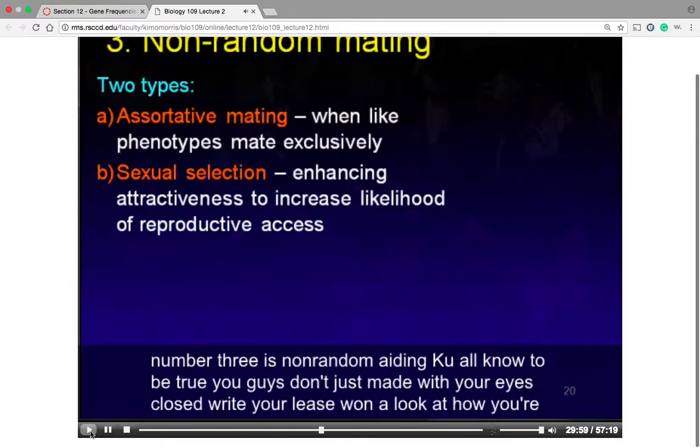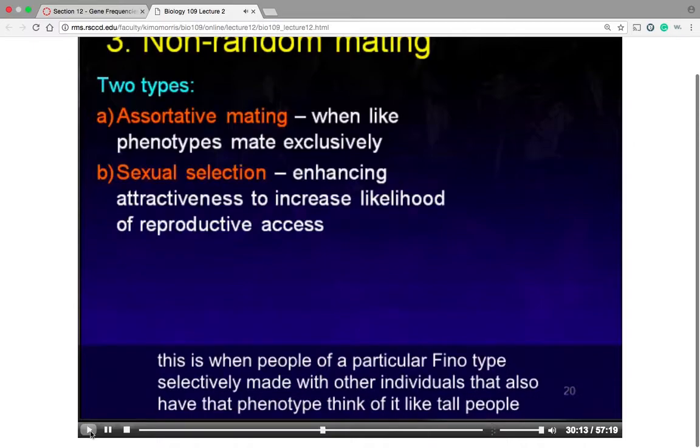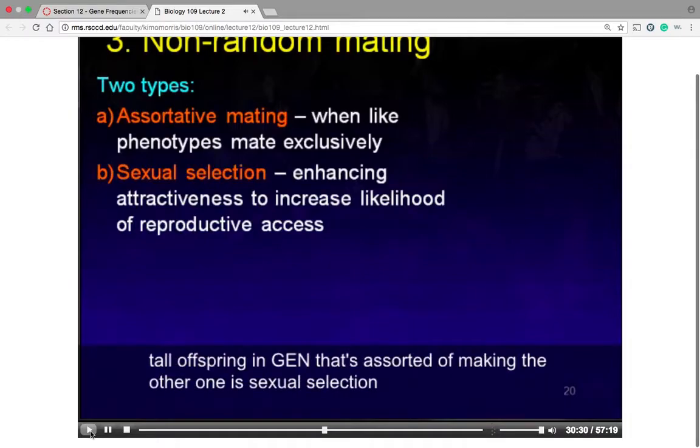Number 3 is non-random mating. Okay, you all know it to be true. You guys don't just mate with your eyes closed, right? You at least want to look at who you're mating with. So this falls into 2 actual categories. The first one is assortative mating. This is when people of a particular phenotype selectively mate with other individuals that also have that phenotype. Think of it like tall people tending to find other tall people attractive, right? When they mate with each other, they're going to produce tall offspring in general. That's assortative mating.